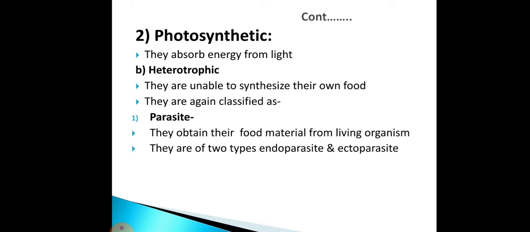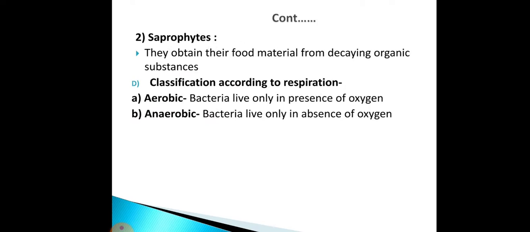Then the second one is the photosynthetic bacteria. They absorb energy from light. Then heterotrophic bacteria are unable to synthesize their own food. They are again classified as parasites. They obtain their food from the living organism. They are of two types, that is endoparasite and ectoparasite. Then the next one is the saprophytes. They obtain their food material from decaying organic substances, that we call saprophytes.